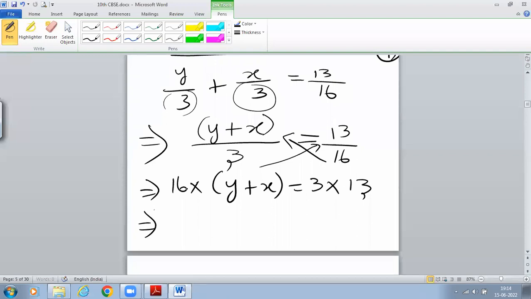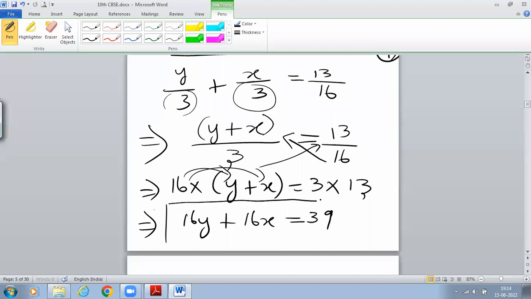Now the next step is 16 into y plus x, the distributive property. 16 into y is 16y plus 16 into x is 16x, which is equal to 3 into 13, which is 39. So now we have simplified the second equation in the question. We take it as equation number 2.